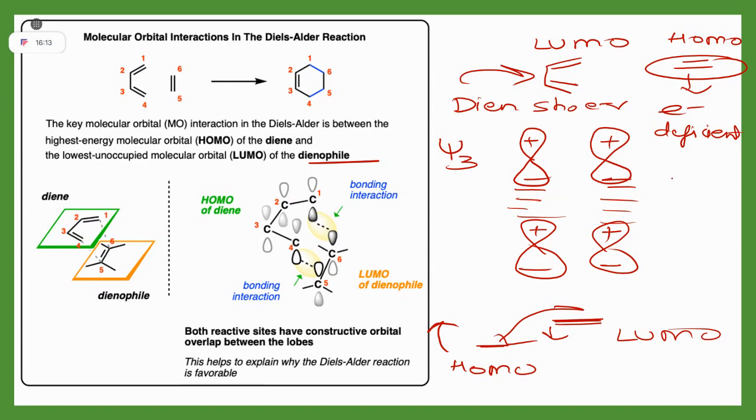Very good. Therefore, your diene part should be electron rich. Group attached to it should be either plus M or plus I. And for your dienophile part, it should be electron deficient. So group attached to it should be minus M or minus I. Got it? Yes or no? Here I have told you why you have to take HOMO of your diene part and LUMO of your dienophile.